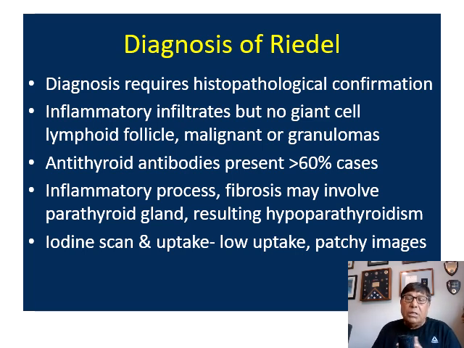But one of the important things to note here also, in Riedel's disease, sometimes the parathyroid may be involved. None of the other thyroid conditions per se will have involvement of the parathyroid, but this one will. As a result, there may be fibrosis of the parathyroid gland, and the patient does develop hypoparathyroidism. And iodine scan and uptake will be low, and the imaging study will show a moth-eaten appearance or patchy images of the thyroid gland, as one can see in Hashimoto's thyroiditis.